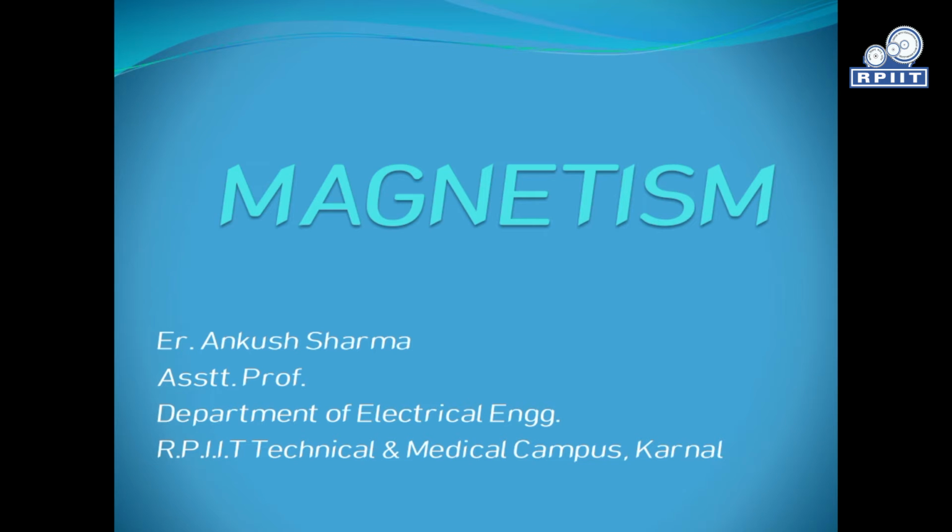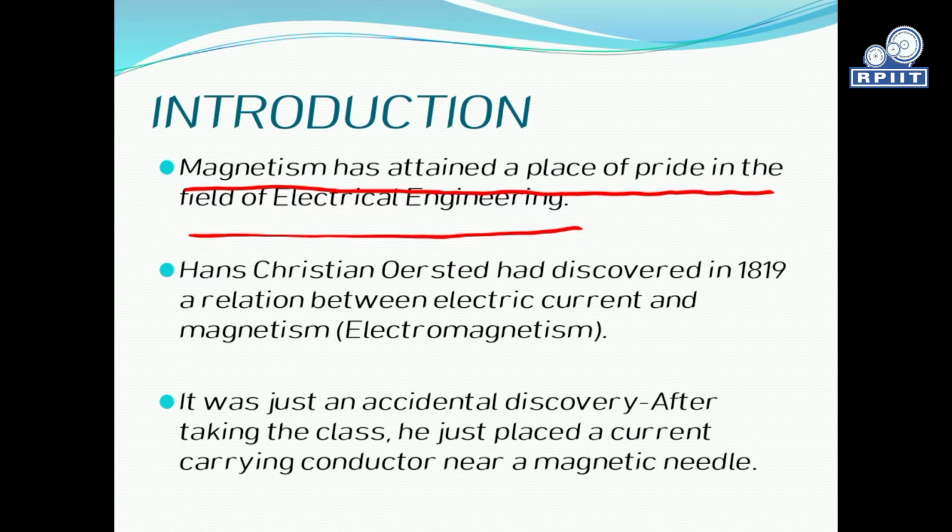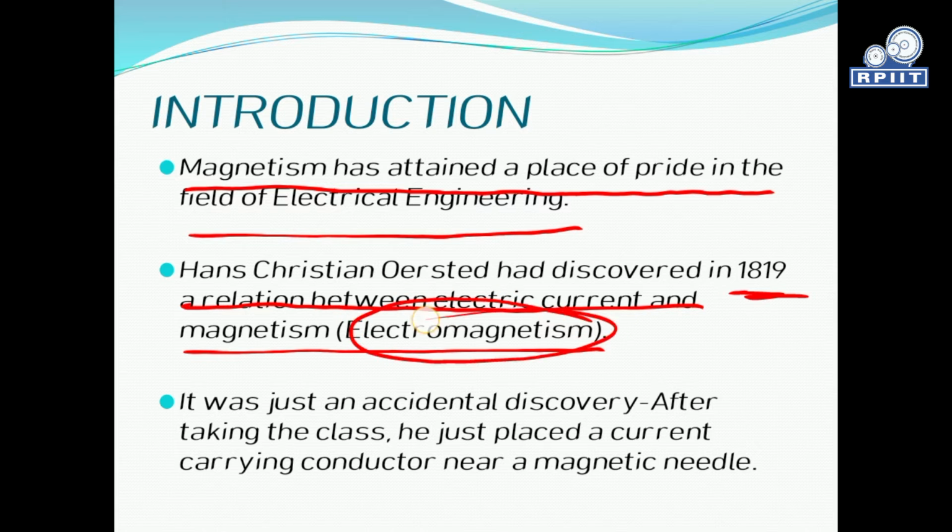So today we will discuss the topic magnetism. Let's start with the introduction. Magnetism has attained a place of pride in the field of electrical engineering. Hans Christian Ørsted discovered in 1819 a relation between the electric current and magnetism, that is called electromagnetism.